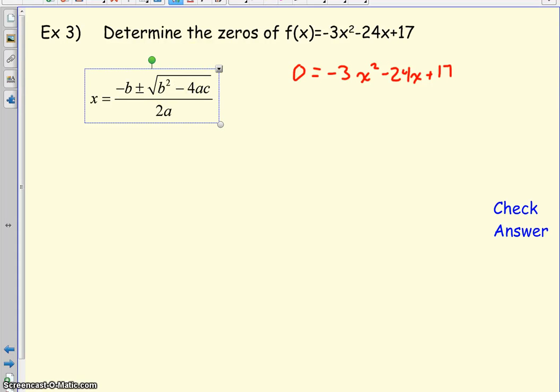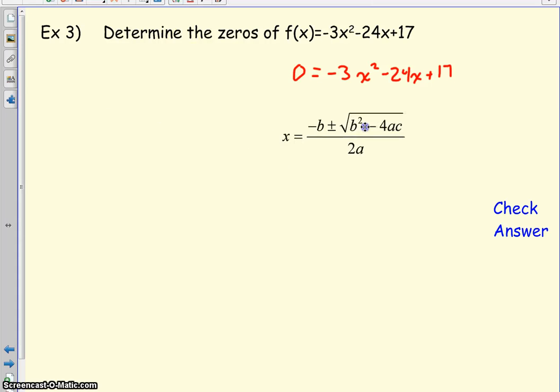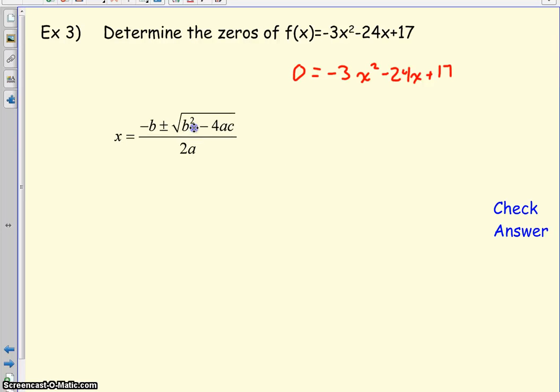So there you have it. I want you to try this one on your own. Figure out what your values for a, b, and c are, sub them in the equation, and try and solve for x. When you're finished, push play, and we'll go through it together.